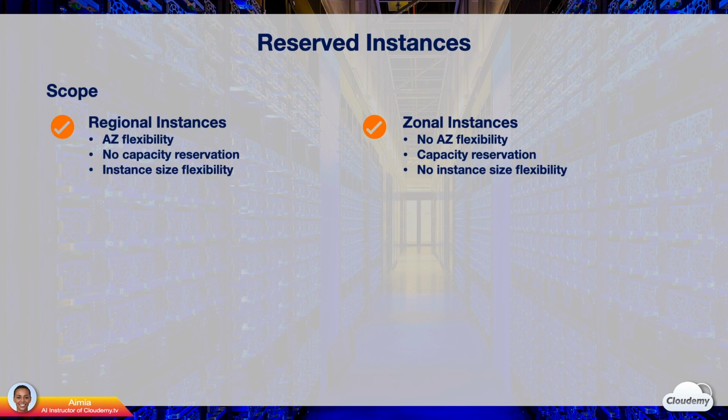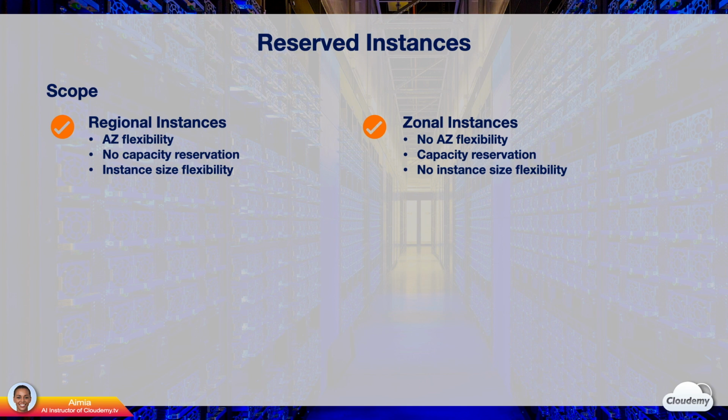When you purchase a reserved instance, you can choose a regional scope or zonal scope. Regional instances are instances reserved for a region. Zonal instances are ones reserved in a specified availability zone. With regional instances, you can specify a region. The discount applies to any availability zone in this region. A regional reserved instance does not provide a capacity reservation. You have instance size flexibility. The discount applies to instance usage within the instance family regardless of sizes.